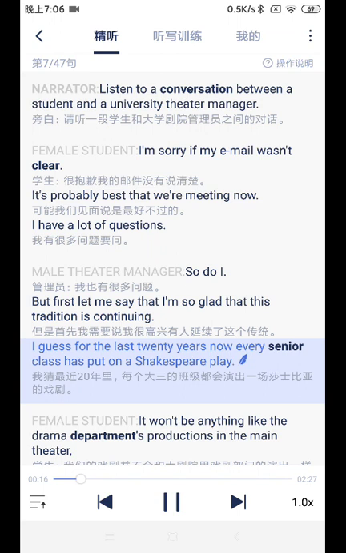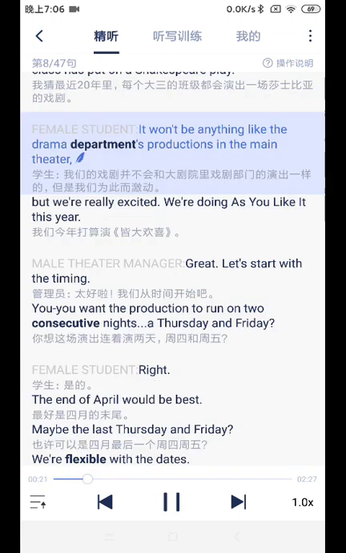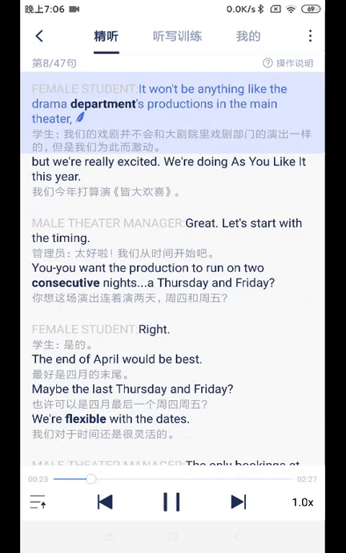I guess for the last 20 years now, every senior class has put on a Shakespeare play. It won't be anything like the drama department's productions in the main theater, but we're really excited. We're doing As You Like It this year. Great. Let's start with the timing. You want the production to run on 2 consecutive nights, a Thursday and Friday? Right. The end of April would be best. Maybe the last Thursday and Friday?